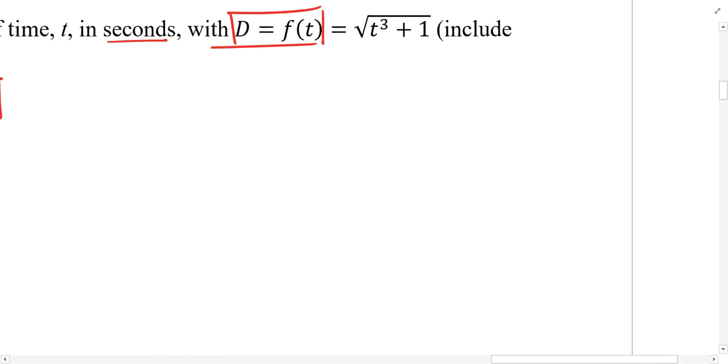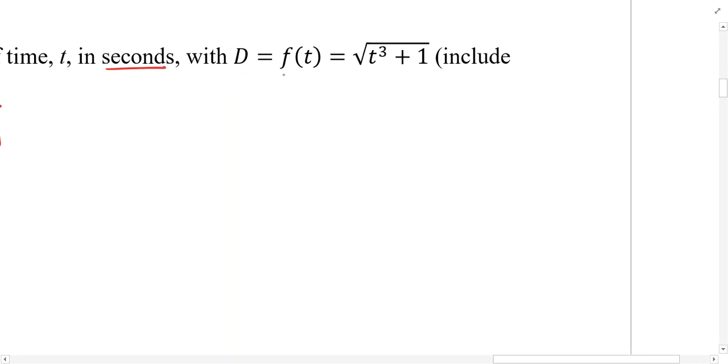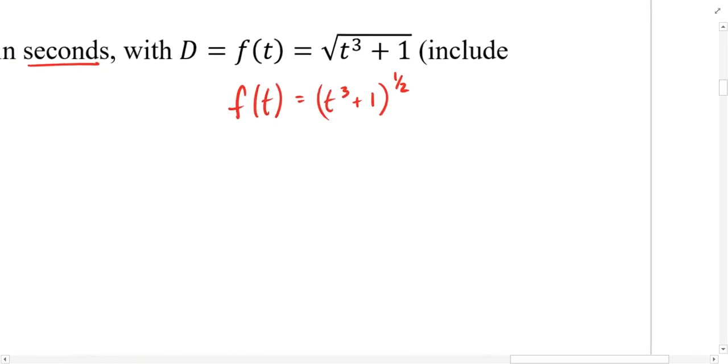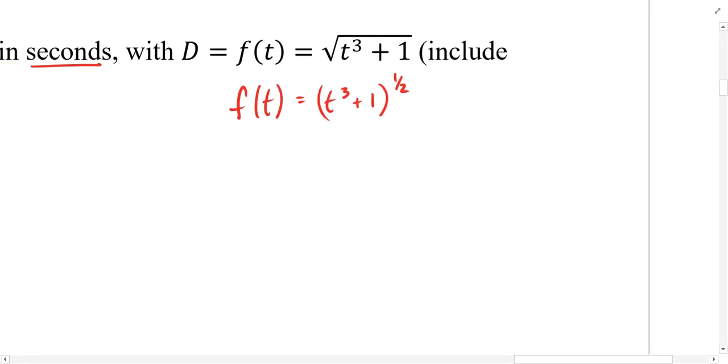Now f prime of 10, well, we need our derivative rule here. So let's go back to this function and calculate the derivative. Rather than relying on the derivative rule for this radical, I'll remind you that sometimes it's beneficial to think of this as a fractional or rational power. So we've got t cubed plus 1 to the 1/2 power. That's the same thing as the square root.